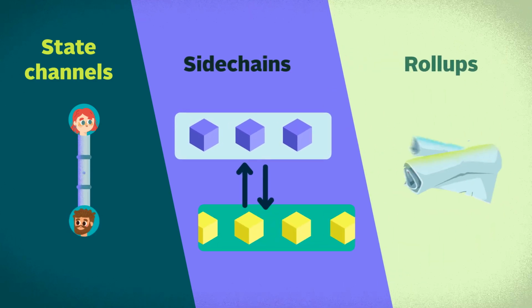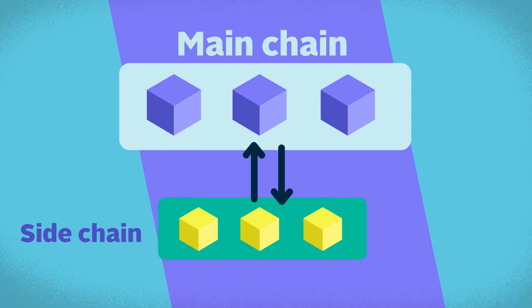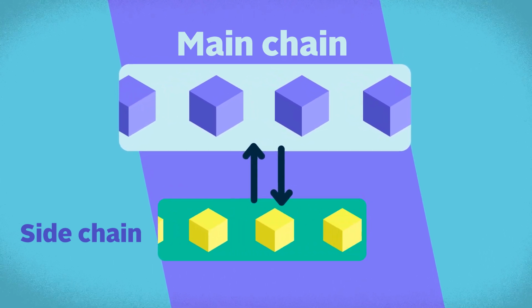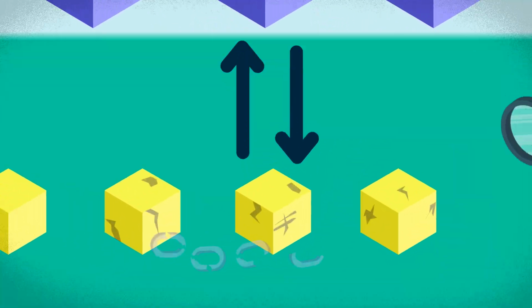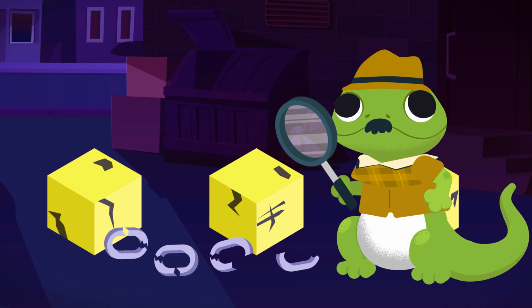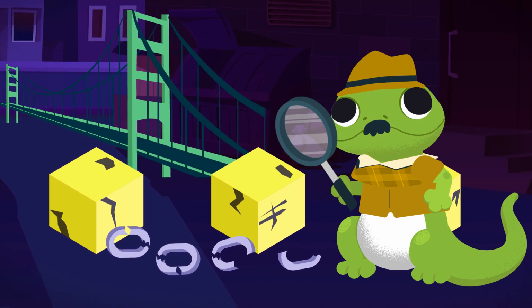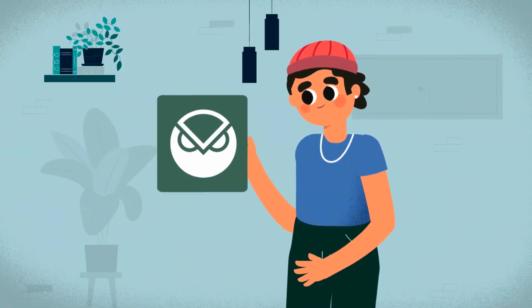Sidechains, unlike state channels and rollups, operate independently as separate EVM-compatible blockchains with distinct designs and consensus algorithms which can enable much faster and cheaper transactions. The drawback is that they don't inherit the security of Ethereum and instead use bridges to connect back to the main chain. Gnosis Chain is an example of a sidechain.